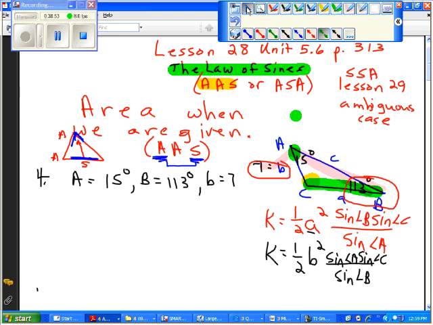So you're going to have to see what you're given. It's going to be an angle, angle, side. You have to focus on which side and angle did I have opposite, and I need to set it up accordingly. And so I'm going to have that the area K is equal to 1/2 of b, which is 7 squared, times the sine of A, which is 15 degrees, times the sine of C, which we'll find in a minute, over the sine of B, which is 113 degrees.